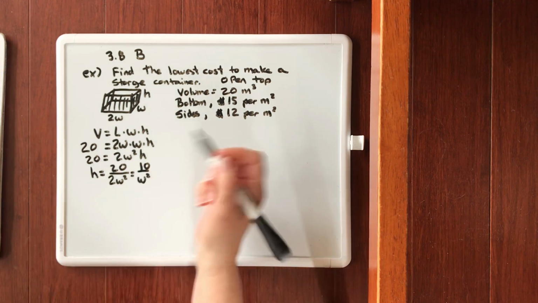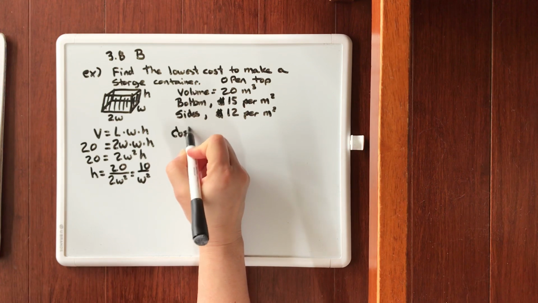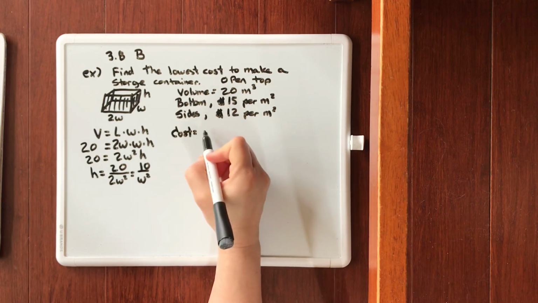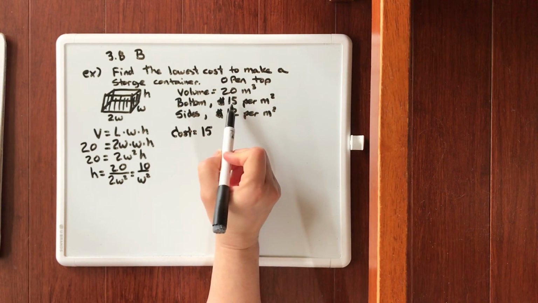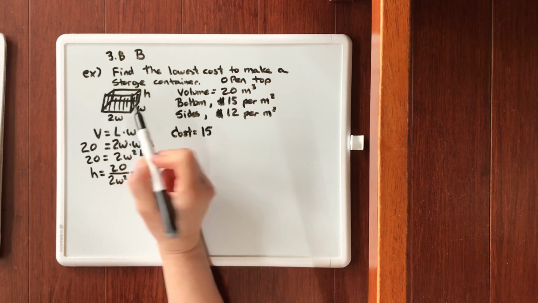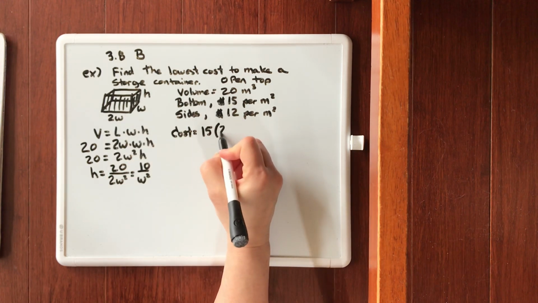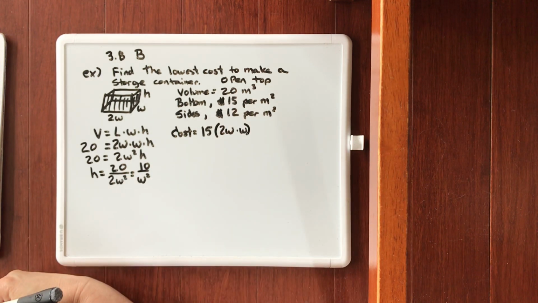Let's see. They gave us volume and they gave us cost. So let's do a cost function. What do we know about the cost? We know it's $15 for what? $15 for the bottom. So the bottom is, the area is 2w times w. So 2w times w. That's the cost for the bottom.